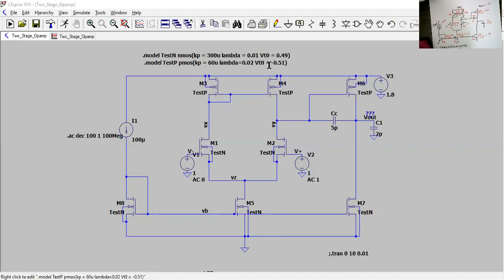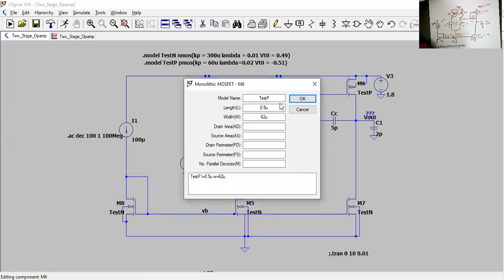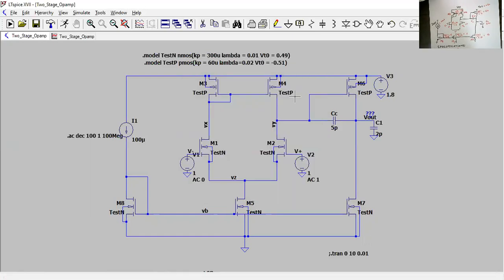Now, if different values are given to you in your complex engineering problem, you can change them accordingly. You need to make sure that for each transistor, you are calling the correct model. If you right click on it, you can see the model name that you are following. So this is acting as a PMOS, and you can see that the name appears next to the transistor. Additionally, you can also change the length and the width of each transistor according to your specification or your design calculation.